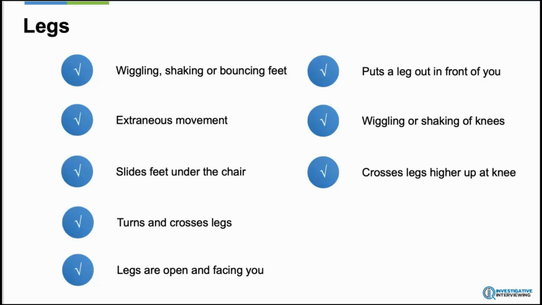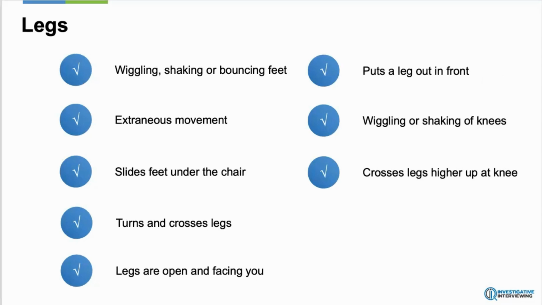Any extraneous movement in the legs may be a sign of increased stress. If the subject turns and crosses their legs so that they're facing away from you, this is a sign that this person is not accepting of you in some way. If the legs are open and facing you, the subject is probably comfortable with you. If the subject puts a leg out in front of them, this may be a way of keeping and maintaining a distance between the two of you.